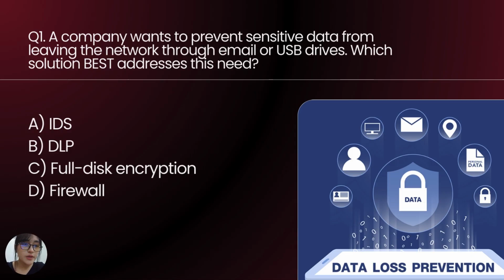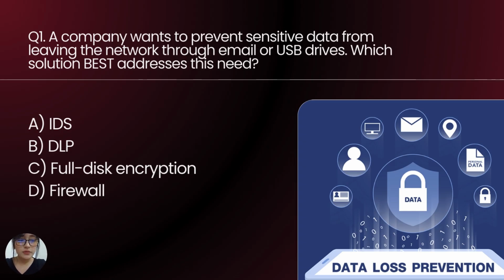Let's look at question 1. A company wants to prevent sensitive data from leaving the network through email or USB drives. Which solution best addresses this need? We have A. IDS, B. DLP, C. Full disk encryption, or D. Firewall. Now, let me tell you something. We already got a keyword here, which is prevent. It's not editable. Prevent. We think about prevention to stop something before it happens.